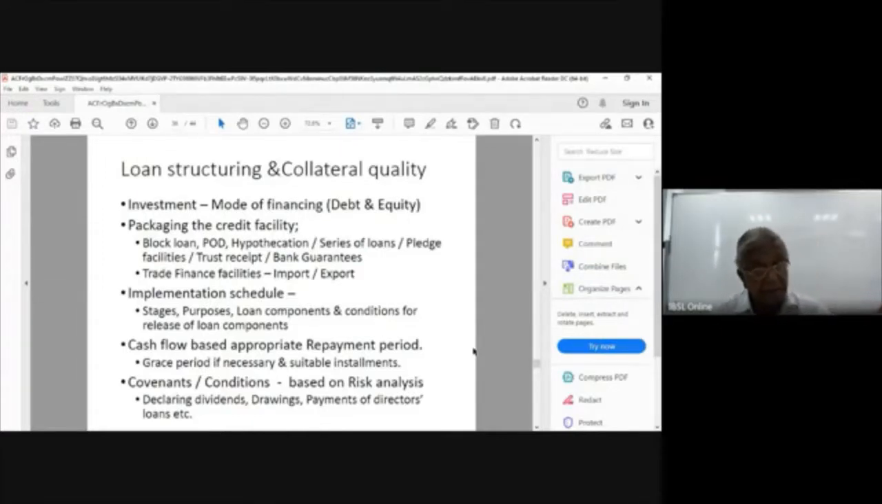And then they need working capital, permanent working capital. All these things, these are the investment areas. How much they want to invest? Total invest, how much they want to invest?